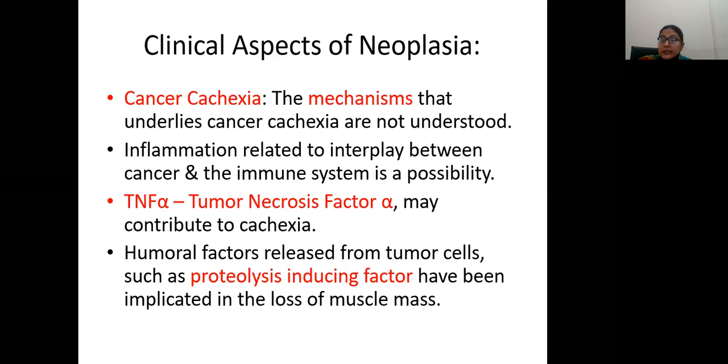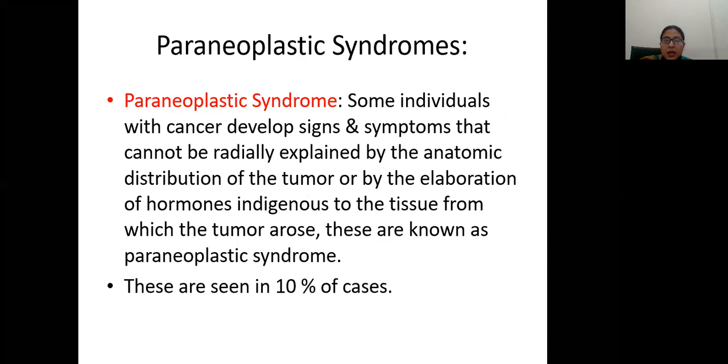The underlying mechanisms are not well understood, but there is a role of tumor necrosis factor. This tumor necrosis factor, beta, is basically responsible for the loss of appetite. So, humoral factors released from tumor cells such as proteolysis inducing factors have been implicated in the loss of muscle mass.